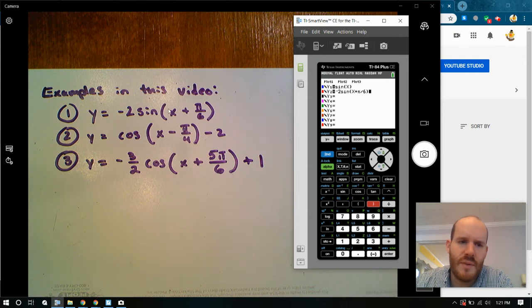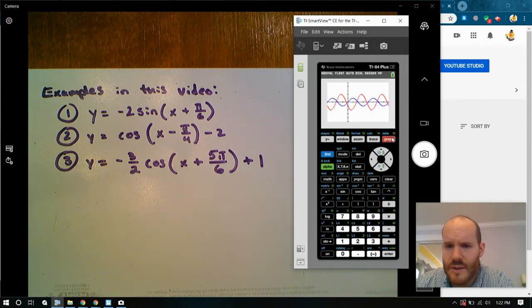Now I'm going to point out a couple of things. One, I'd expect this graph to be twice as high because it has an amplitude of 2. Secondly, because of that negative in front, I'd expect this to be vertically reflected. So rather than rising to its first key point, it should be falling to its first key point. And additionally, because of this pi over 6, I would expect a shift of this graph of pi over 6 to the left. Okay, so I'm going to click graph and just compare how it looks.